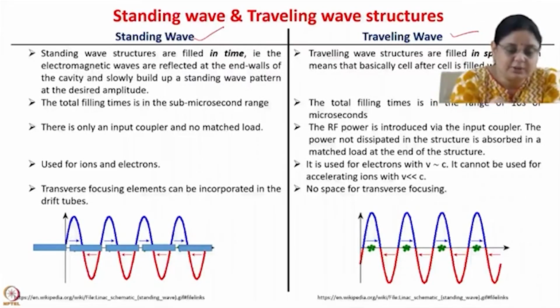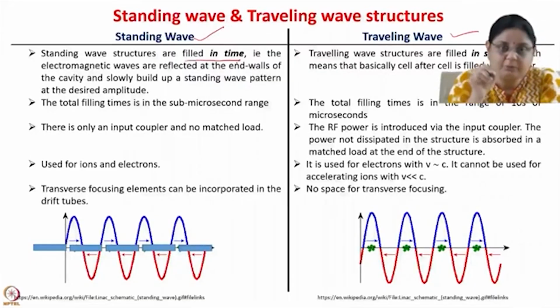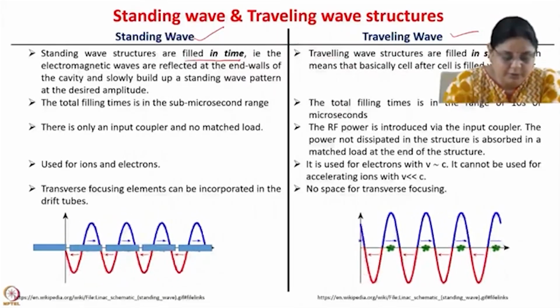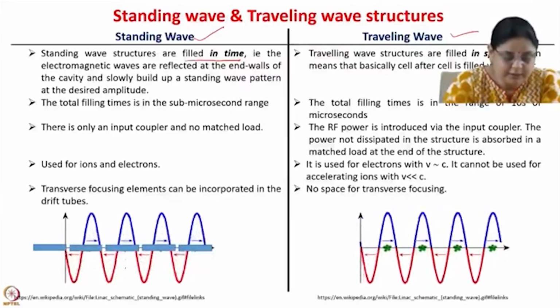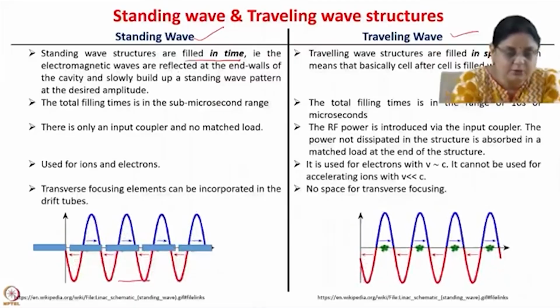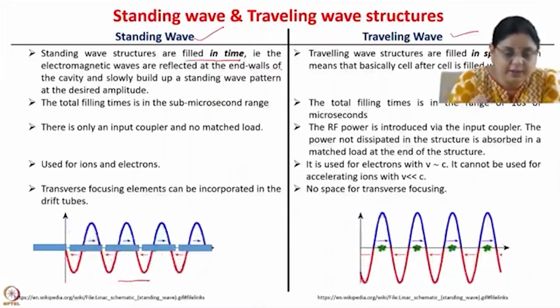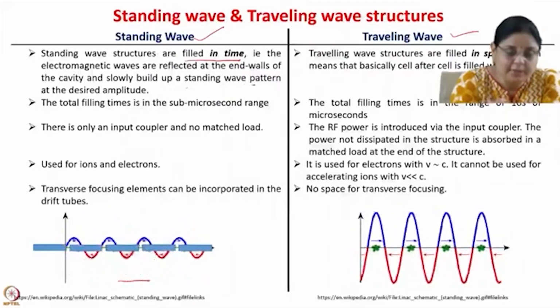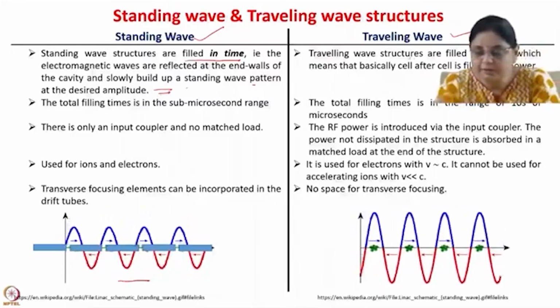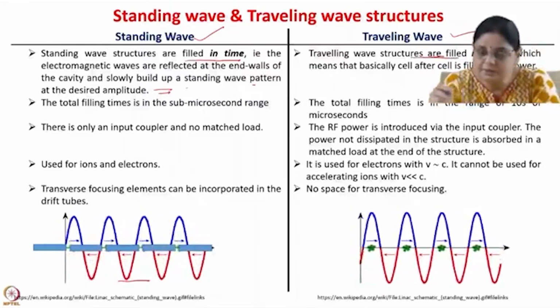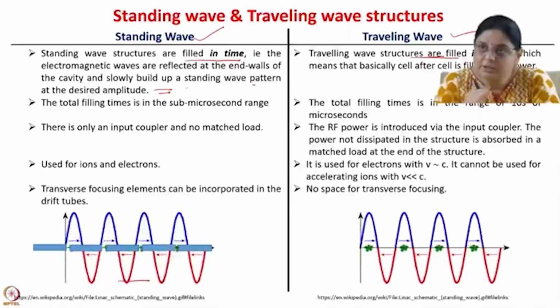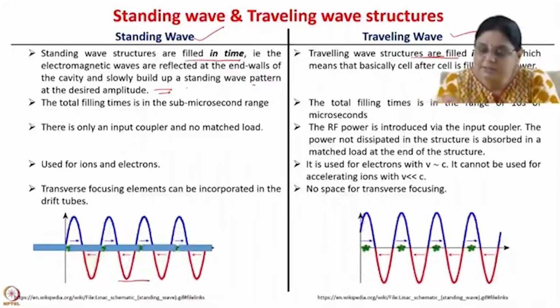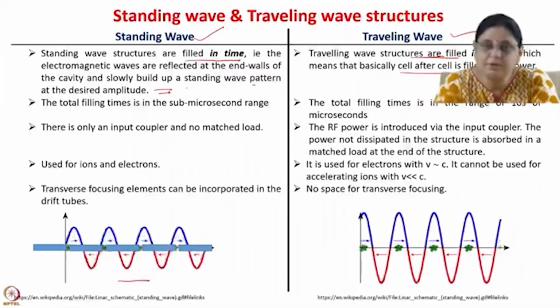So standing wave structures are filled in time. That means when you put in the electromagnetic waves, it takes time for the field to build up. So you can see this is the field in the standing wave structure. The electromagnetic waves are reflected at the end walls of the cavity and they build up slowly in a standing wave pattern at the desired amplitude. The traveling wave structures are filled in space. Okay, because it's a propagating wave, they are filled in space, which means basically cell after cell is filled with power.